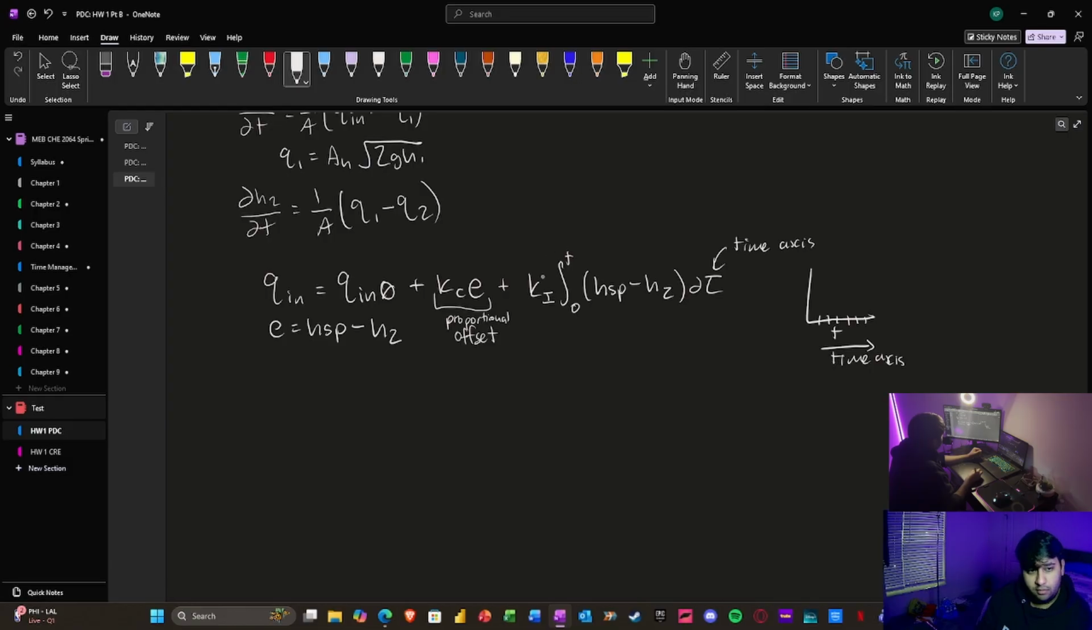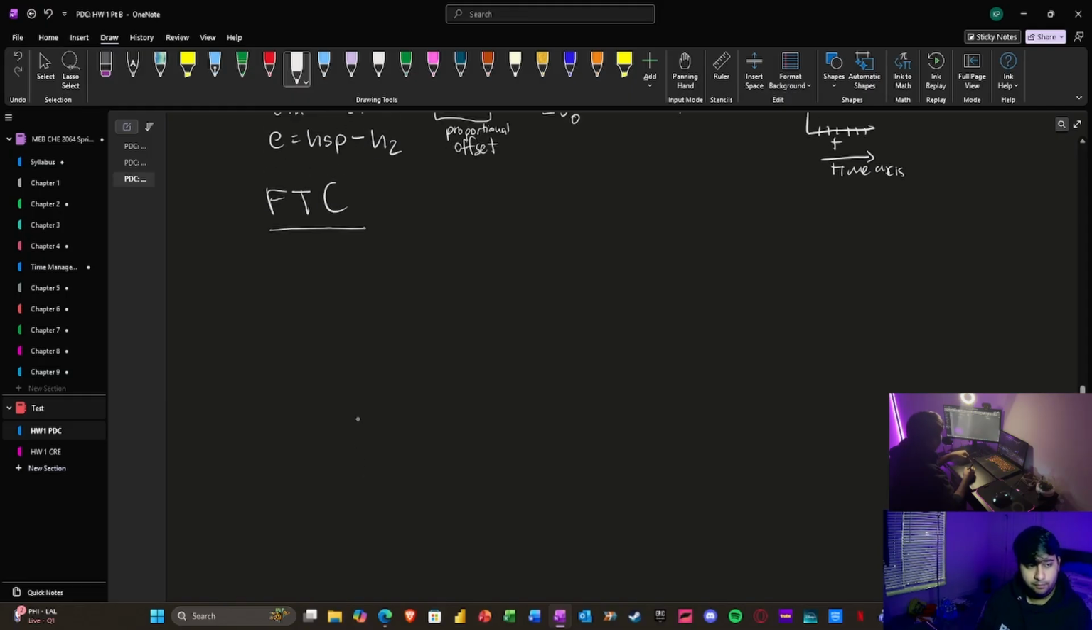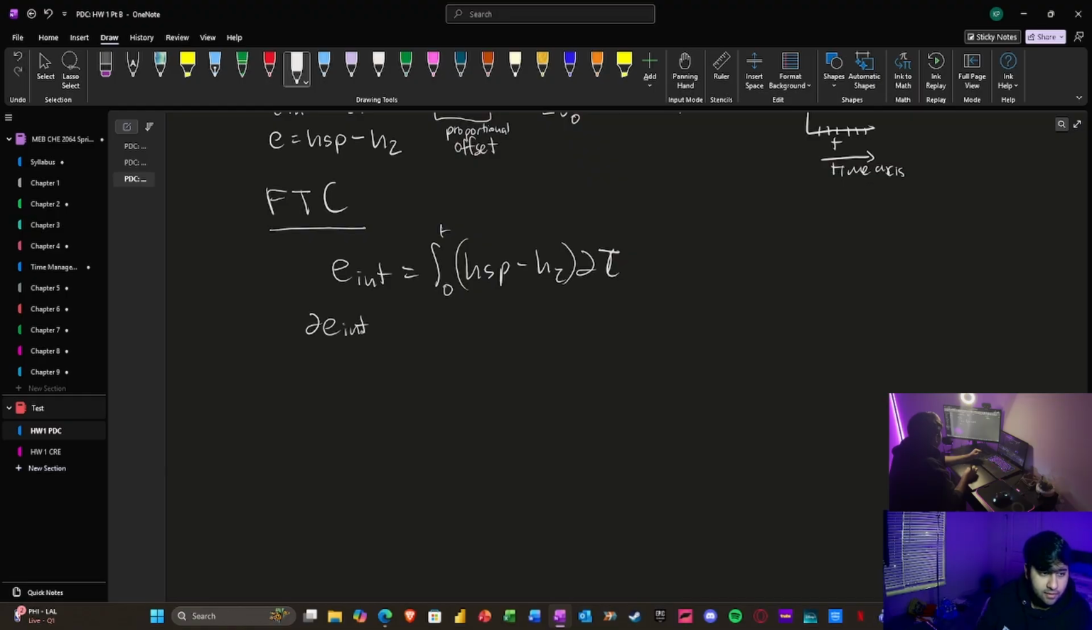And how we're going to be solving this section, because it's a bit mucky, so we need to solve this so we can actually utilize it in our code. So we're going to be using the fundamental theorem of calculus. I'll label it as FTC. And what we're basically saying is we're going to take E int, which is the integral, and we're going to label that as HSP to d tau. And we're going to take the derivative of that.